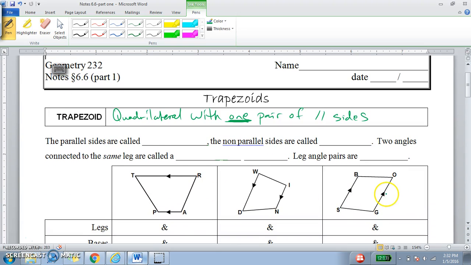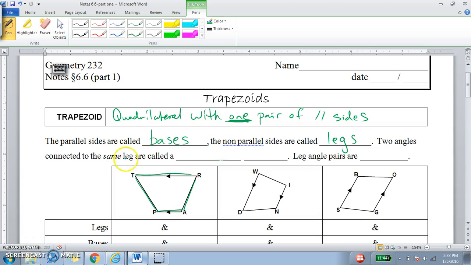We've got three examples down here. So one of the pairs of sides is parallel. The parallel sides are called the bases, and the non-parallel sides are called the legs. So here in this trapezoid, these are the bases because these are the two sides that are parallel. The legs would be TR and RA.